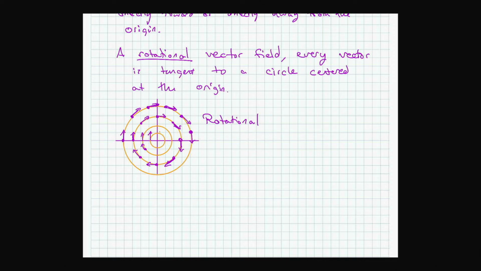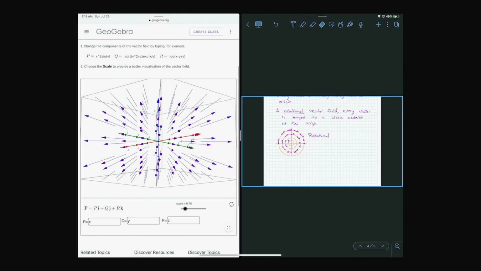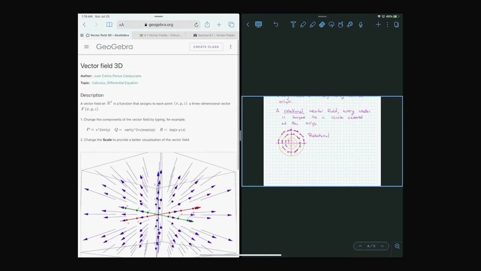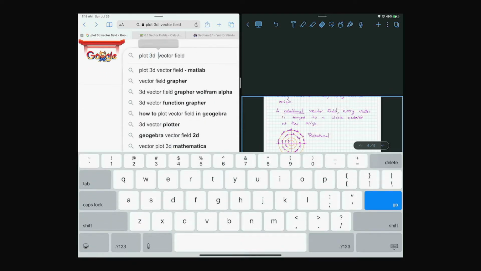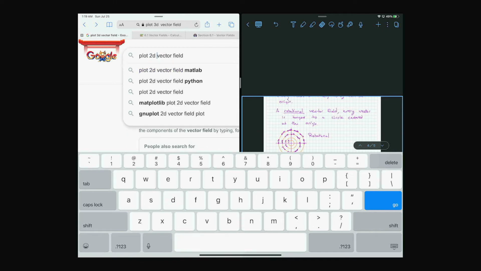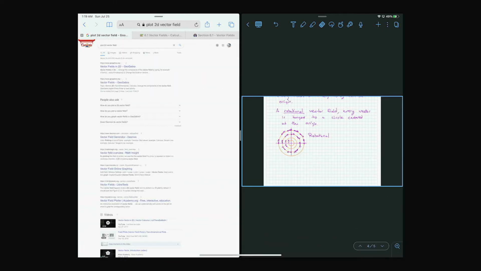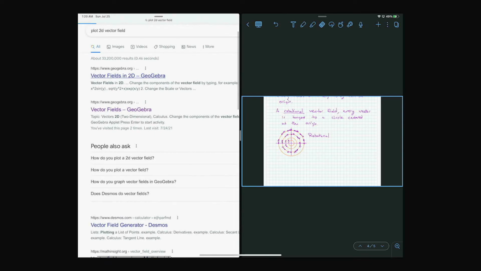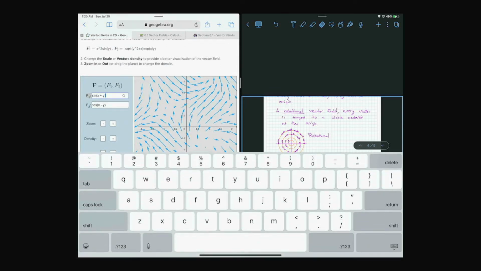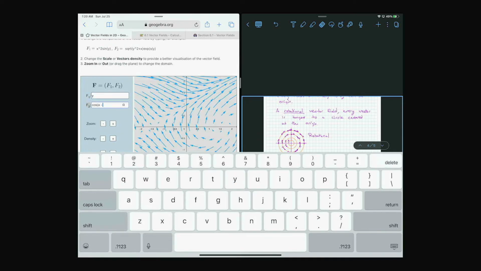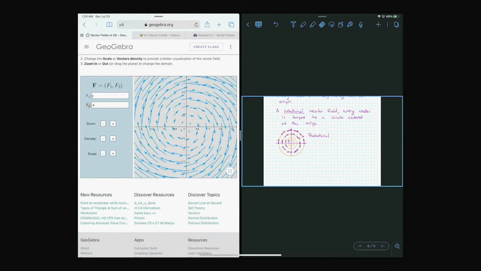Of course, you can sketch them. That's not hard. We're in GeoGebra. Let's look up plot 2D vector field. I know that we didn't type that in last time. We just typed in plot vector field. I'm going to try this other link on GeoGebra. So, okay, this is a different one. So here, what's a rotational one? Like this, for example. There you go, rotational.